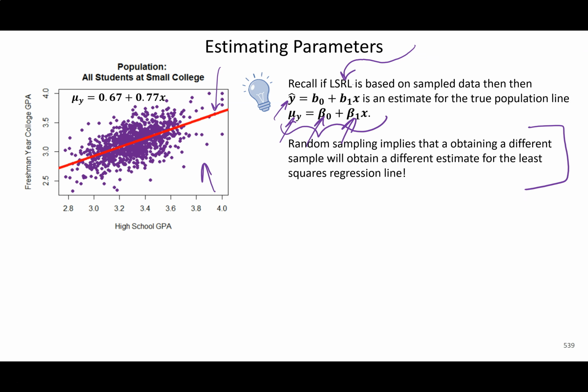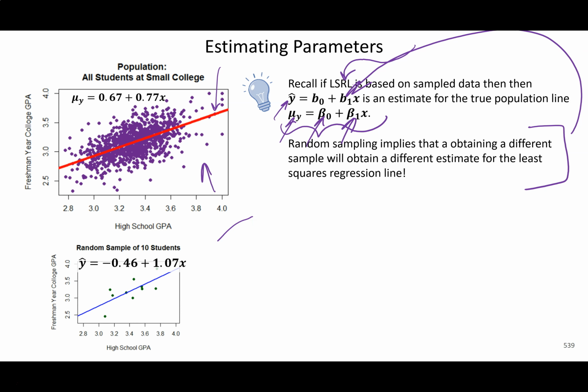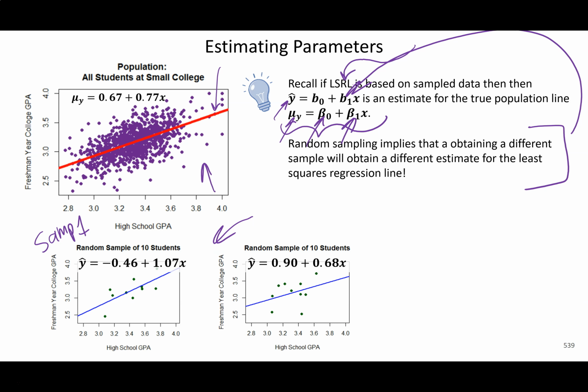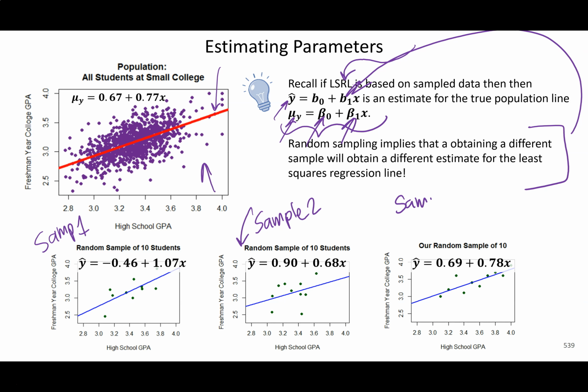But notice that the line we estimate from our sample totally depends on the sample we collected. I took a random sample of 10 students. If I took another random sample of 10 students, I might come up with a different least squares regression line. So I sample again, and here's my least squares regression line for sample 1. I take another sample of 10 students, so this is sample 2. I take another sample, sample 3.